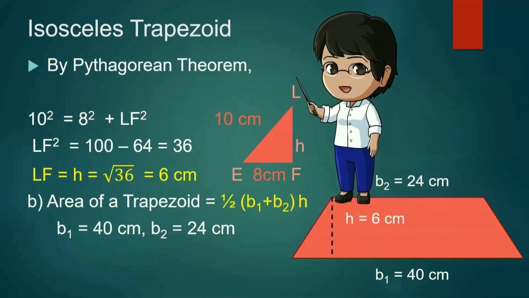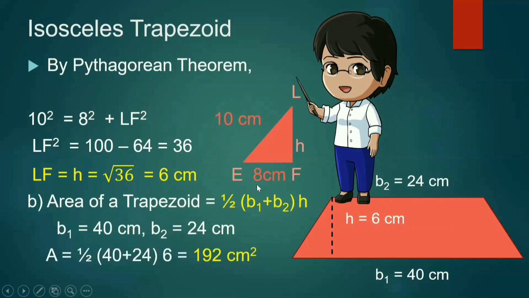And the area of the trapezoid is equal to 1/2 of the base 1 plus base 2 times the height. Since base 1 is equal to 40 and base 2 is equal to 24, then 1/2 of 40 plus 24 times the height 6 is equal to 192 centimeters squared.